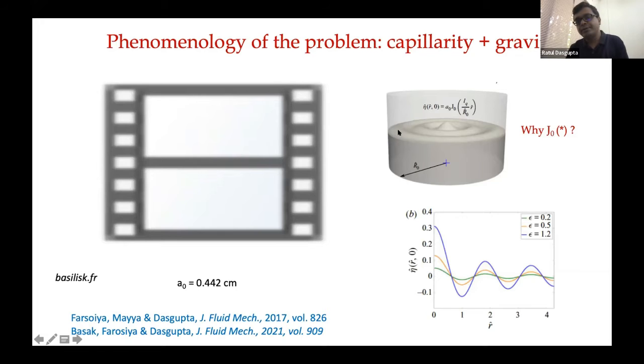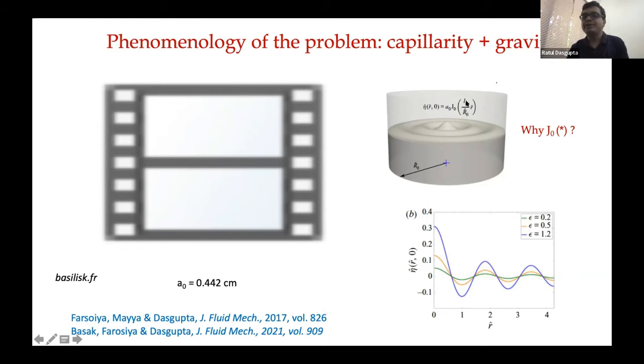What we do is impose a perturbation at time t equal to 0 on the surface. That perturbation is chosen to be in the form of a Bessel function, A0 J0 of this form. What are LQ and R0? R0, as I told you earlier, is the radius of the container, and A0 is the perturbation amplitude.